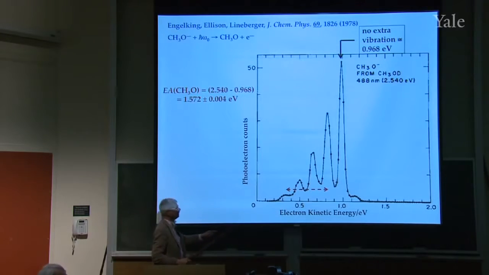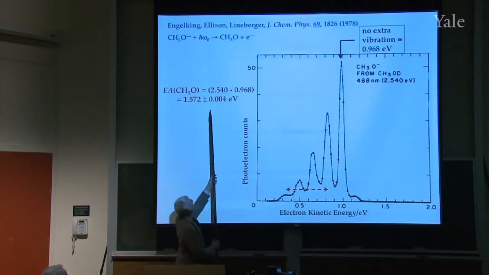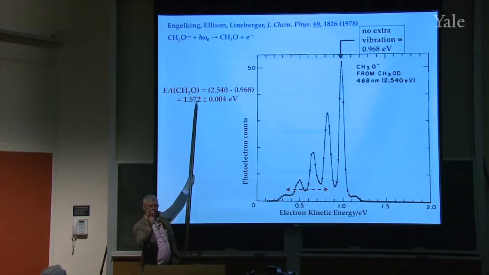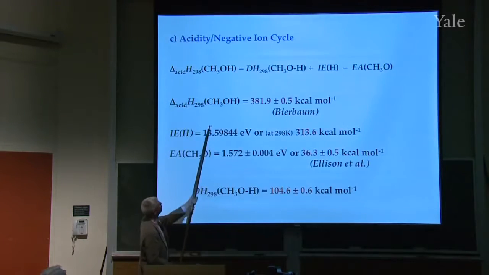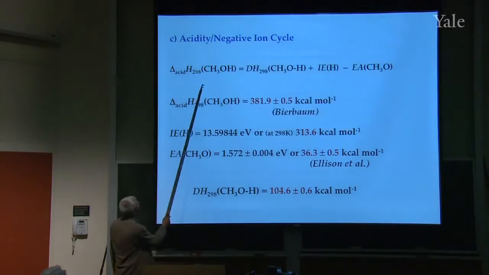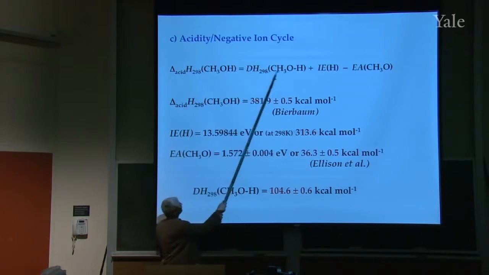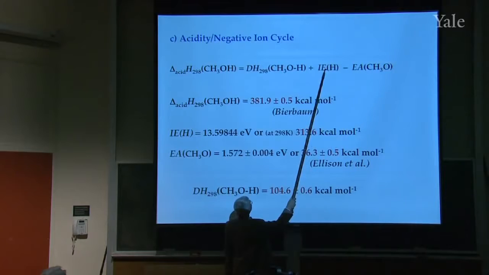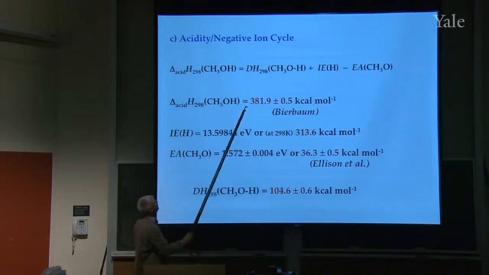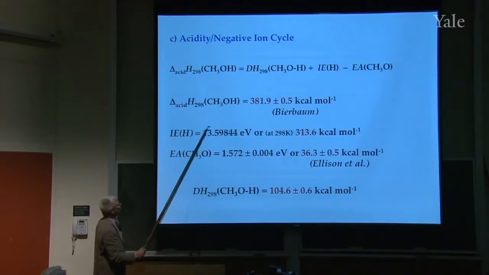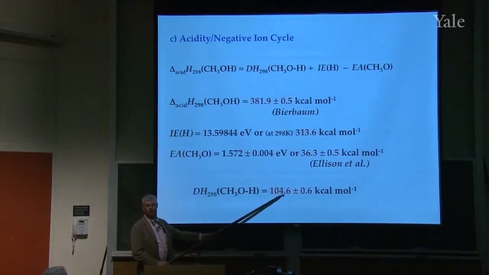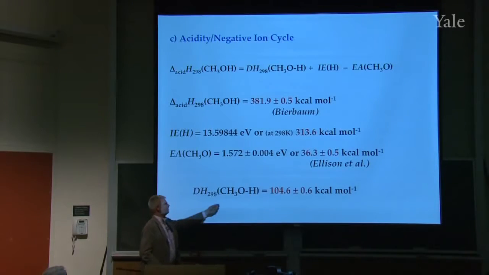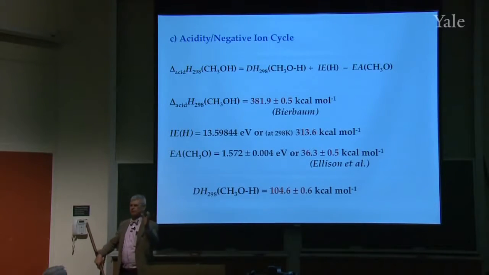But when it works, you're going to get a very clean number. And you see how precise this is? I mean, this is a very nice measurement. So now, if Beerbaum has the acidity, and you know the electron affinity, and you know the ionization energy of hydrogen atom, so here are these numbers. When you put these things in, you get out that the bond energy is about 105 kcal per mole. And this is the bond energy of methanol in intergalactic space with nobody else around.